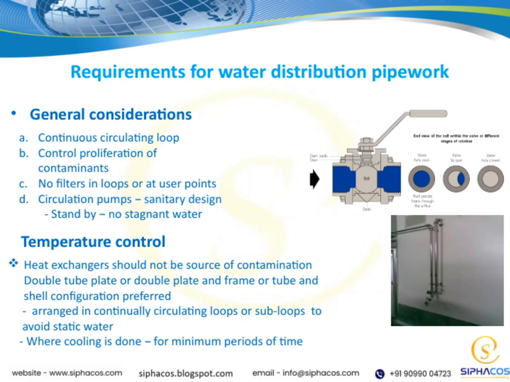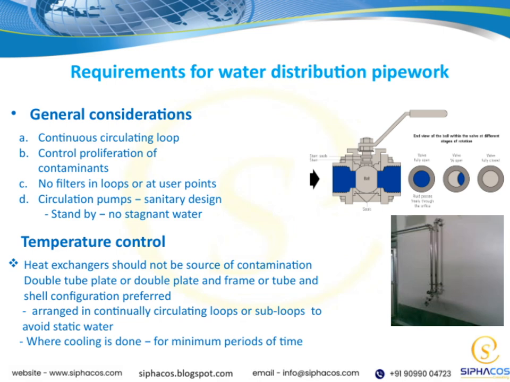Temperature control is vital too. Maintaining precise temperatures helps inhibit microbial growth. Using continuous circulating loops further supports this goal by ensuring water is always moving, which reduces stagnation. We also need to control the proliferation of contaminants. One way to do this is by avoiding filters in the loops or at user points, which can sometimes become sites for microbial buildup if not maintained properly.